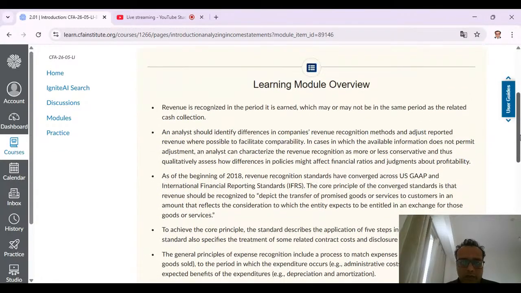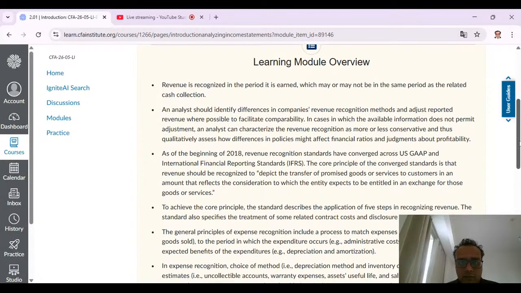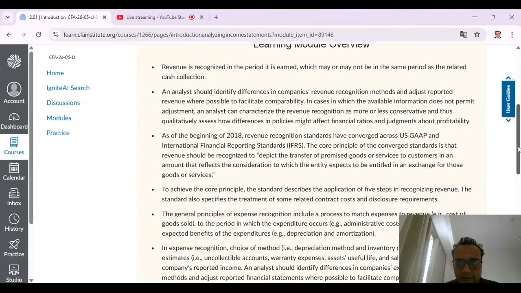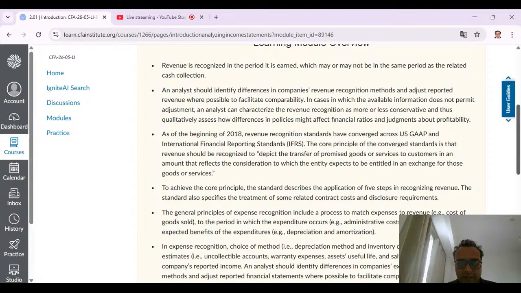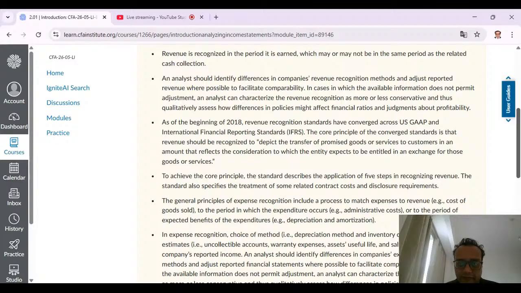This module is going to help us understand how revenue is recognized. The analyst should identify differences in companies' revenue recognition methods and adjust reported revenues when possible to facilitate comparability. The revenue recognition standards have converged across US GAAP as well as IFRS.